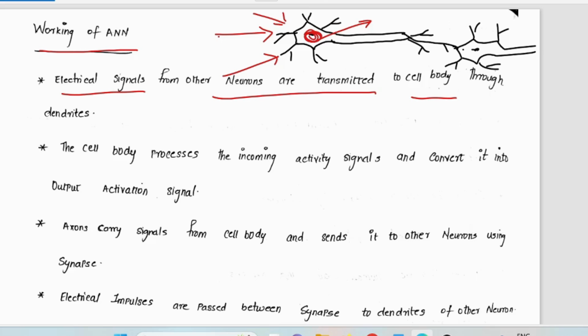Again, an electrical signal output will be generated, and that is going to pass through the axon, and then it will be passed on to the dendrites of other neurons, and then again processing will take place there, and the connection just goes on like that. So this is how a neuron works. It is using the synapse and the dendrites. The signals are transmitted from one neuron to the next neuron.